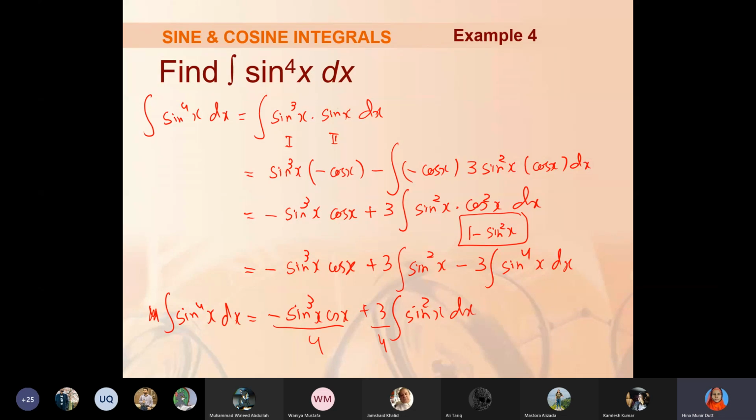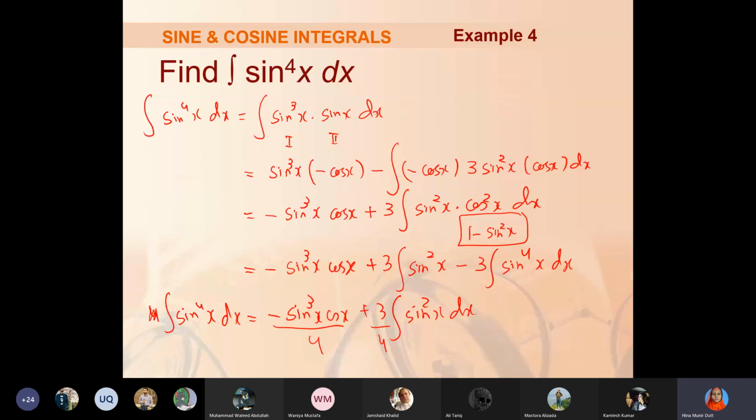How to integrate sine square x? Ma'am, will we apply the half angle identity again? We are applying it only once now, for the first time. Earlier we did integration by parts. Now we apply the half angle identity to sine square x, and then we can get the complete answer of this integration.